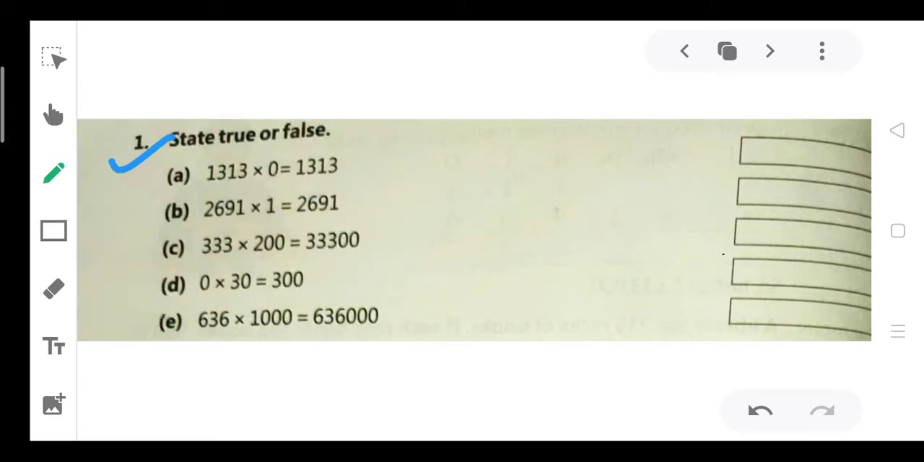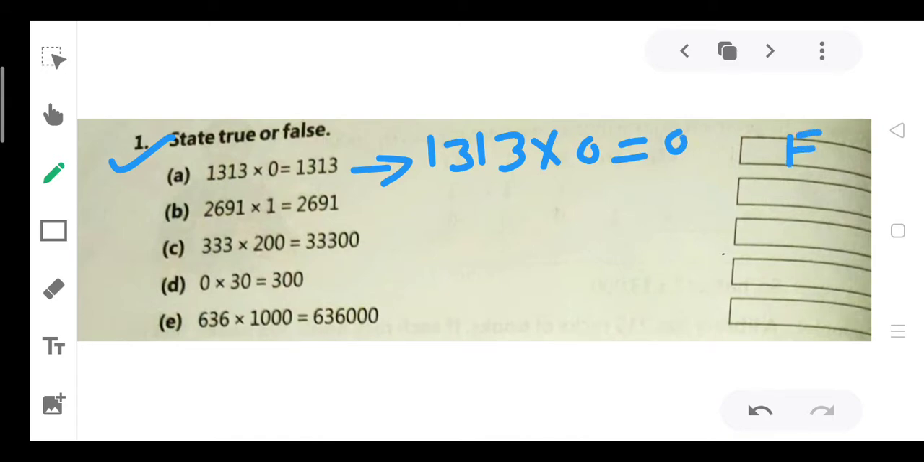A part, 1333 multiplied by 0, is it 1313? No. When we multiply any number by 0, the product becomes 0, so it is false. B part, 2691 when we multiply by 1, is it the same number? Yes, so it is true.